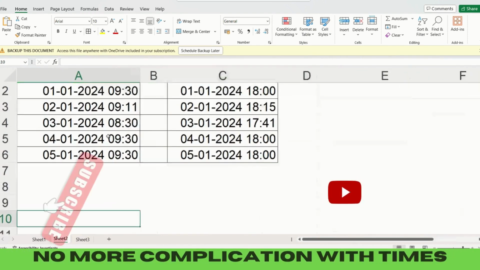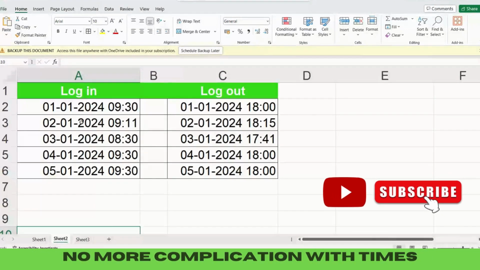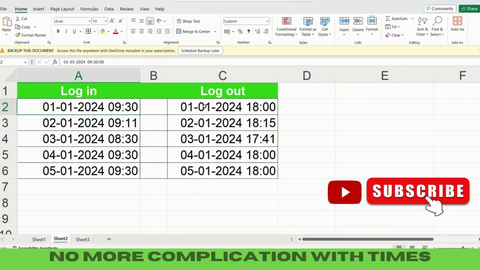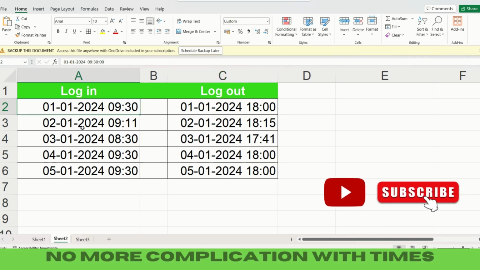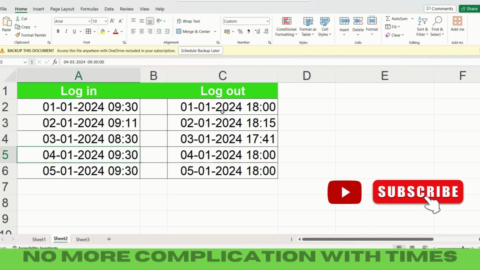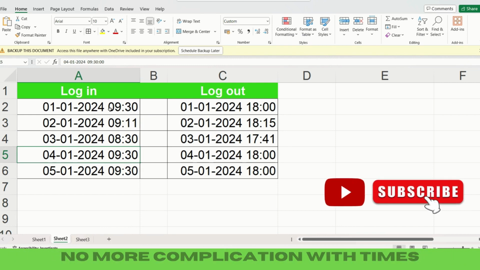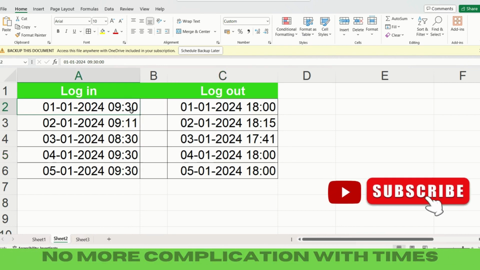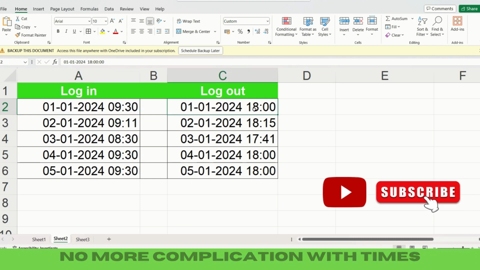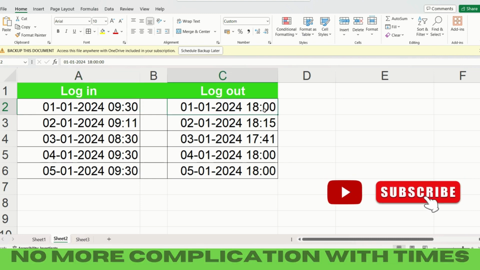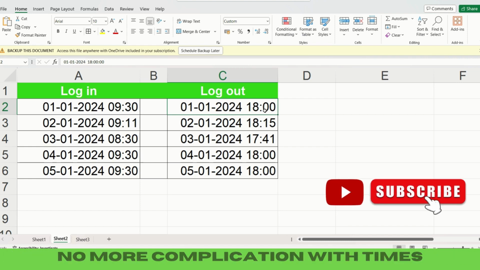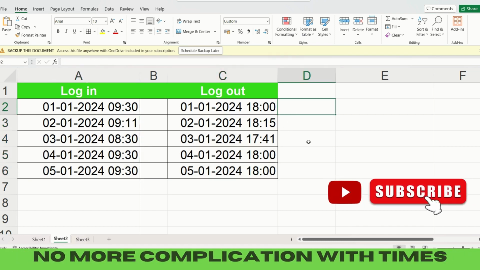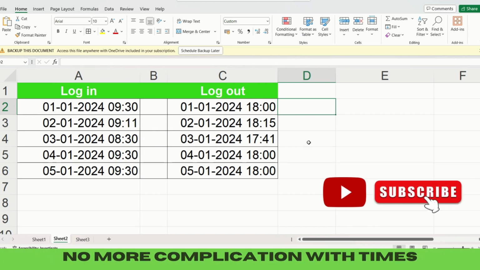In this video we will try to find out the time duration between two given timestamps, like a login time and logout time. You can see some dummy data have been entered. The login time is like 9:30 in the morning, and the logout time on the same date is 6 in the evening. So like that, my data are there. We need to find the time duration.